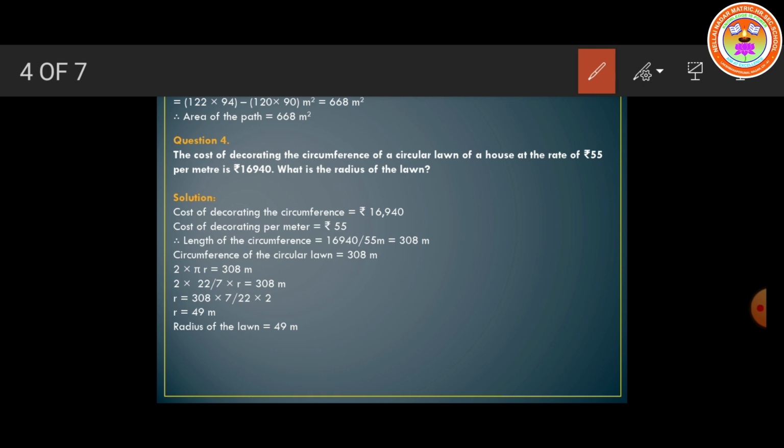Next, r is equal to 308. That side, 22 by 7 goes to the reciprocal, 7 by 22. 2 by 1 can be written as 1 by 2. That is how to write it. That is 308 into 7 by 22 into 1 by 2. Can you understand? So first, 2 table, 2 ones are 2, 2 balance 1, 2 5s are 10.